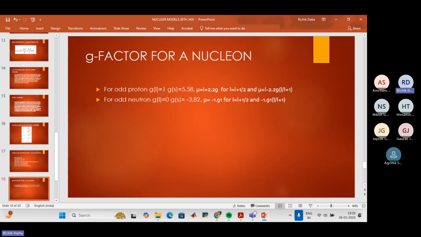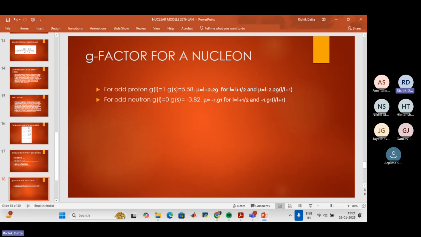So the G value will be 1 and GS will be 5.58, and this is basically known as mu equal to I. This is the nuclear spin. We have described the total angular momentum expectation value will be j into j plus 1 into h cut square. For I, that will be I into I plus 1 into h cut square. This is the nuclear spin I, and this is the nuclear magnetic moment mu equal to I plus 2.29.